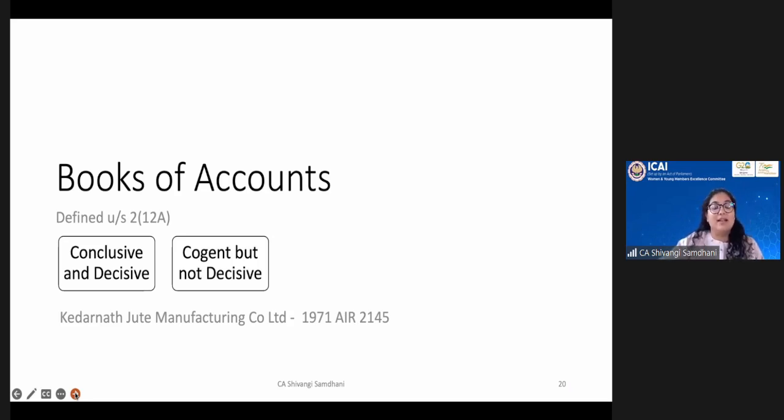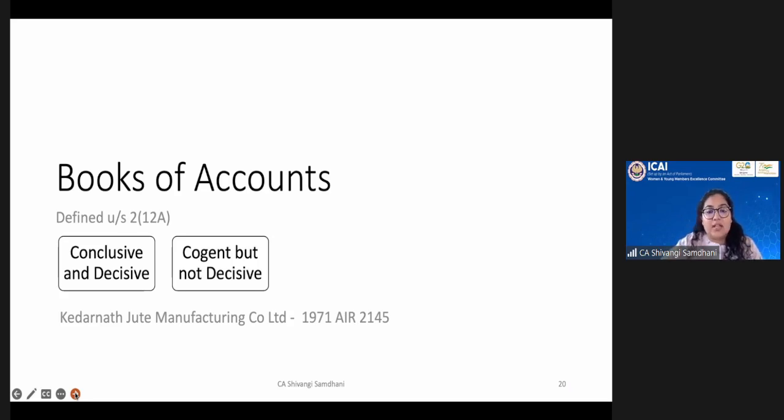Now, books of accounts, again, can be conclusive and decisive, or cannot be conclusive and decisive. So the Income Tax Act makes a distinction. For the purpose of a few sections, books are conclusive and decisive. Whatever is written in the books is to be accepted by the assessing officers or any appellate authority. No change can be made. For example, if we talk about the provisions of MAT, Minimum Alternate Tax, which is contained under Section 115JB, there book profits are to be computed. And how are book profits computed? There are additions and deletions, adjustments provided under the 115JB explanations.